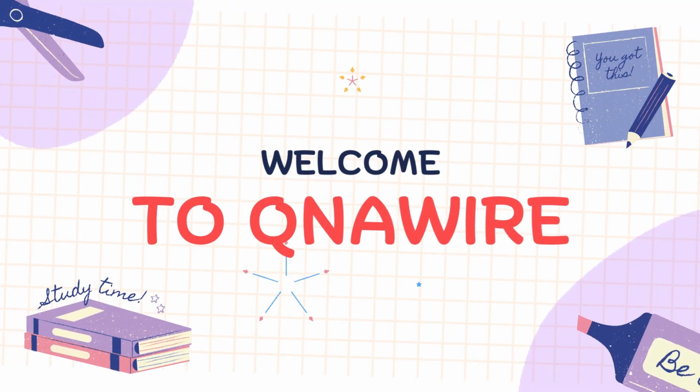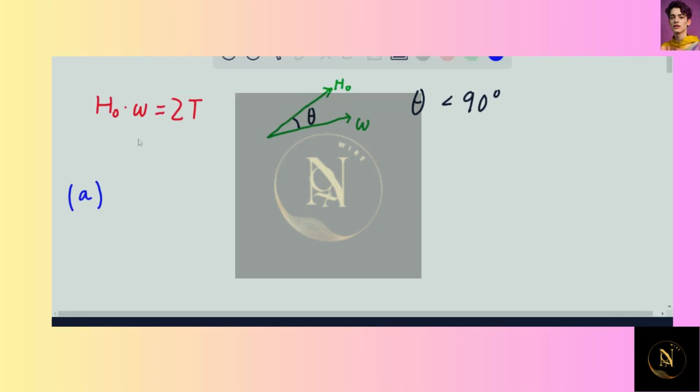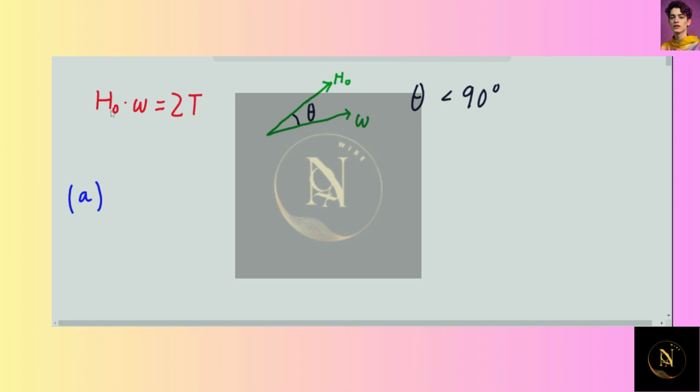Welcome to qnawire. We need to prove that the angular momentum about a point O dot the angular velocity of a rigid body is equal to 2 times the kinetic energy of that rigid body. And we also need to show that the angle between the angular momentum and the angular velocity is less than 90 degrees. So we're going to start by proving this first equation.